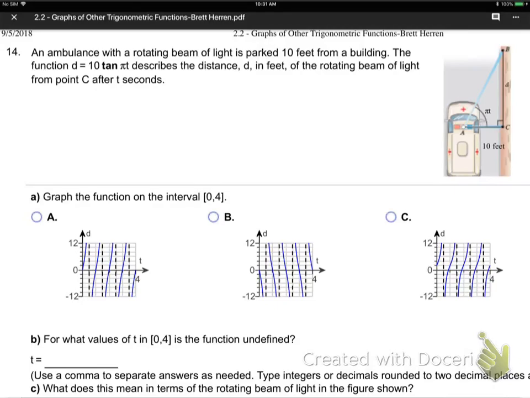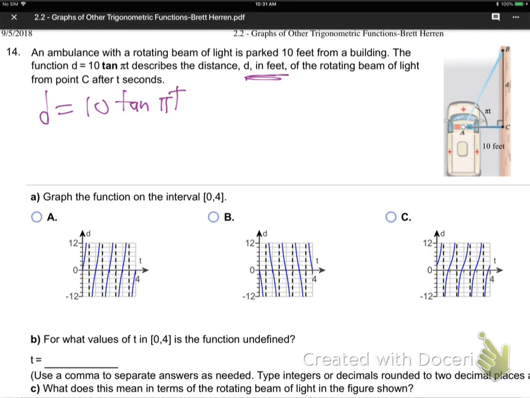All right. An ambulance with a rotating beam of light is parked 10 feet from a building. The function d equals 10 tangent pi t, let me write that here, d equals 10 tangent pi t, describes the distance d in feet of the rotating beam of light from point C after t seconds. Graph the function on the interval 0 to 4.